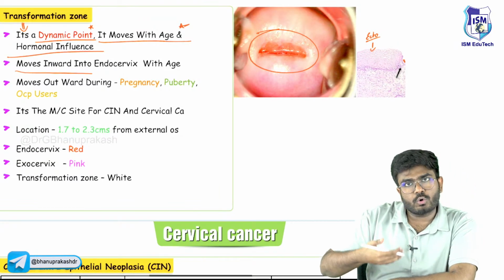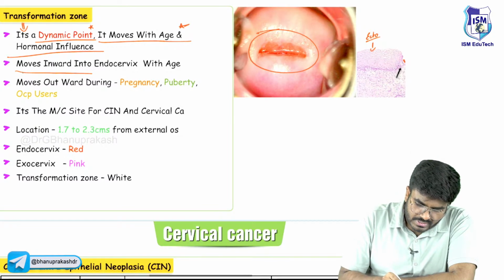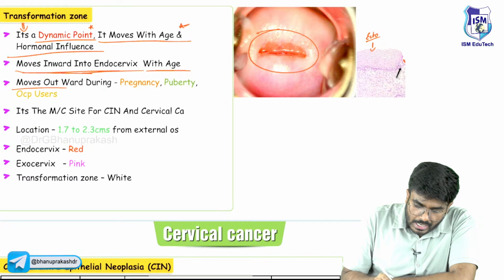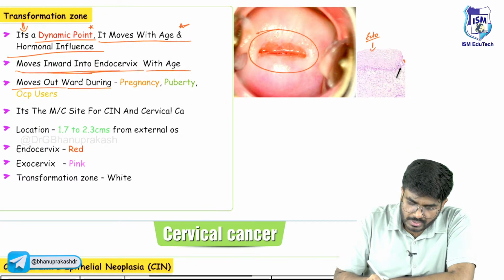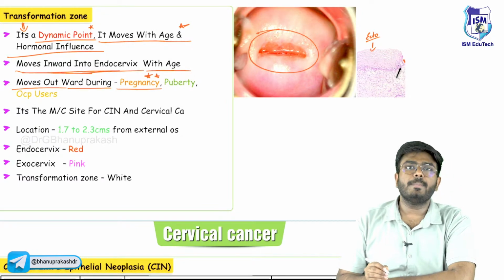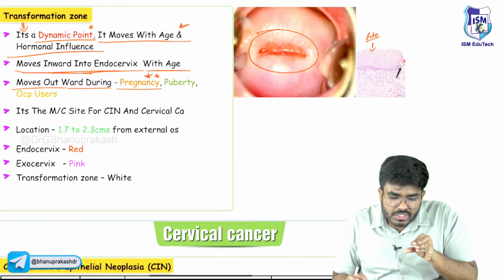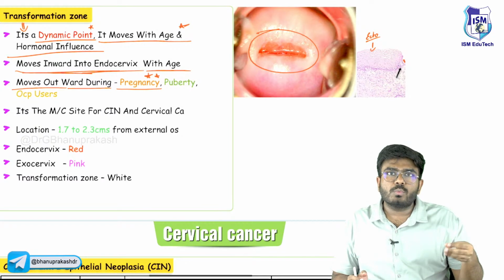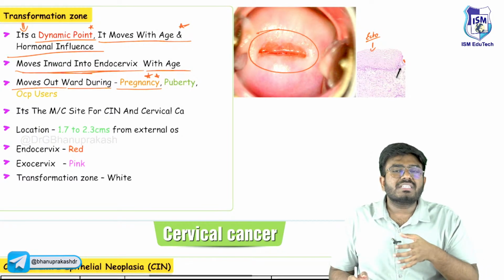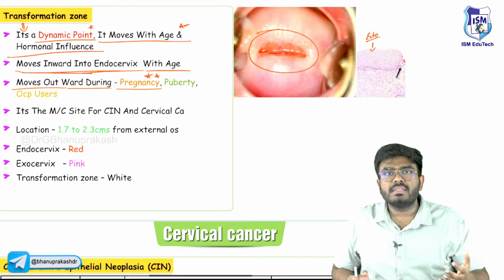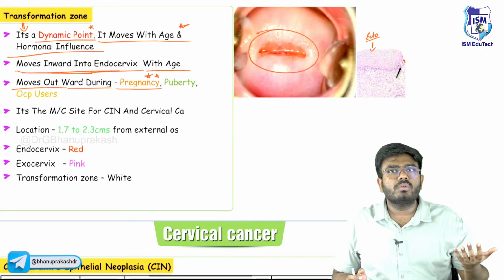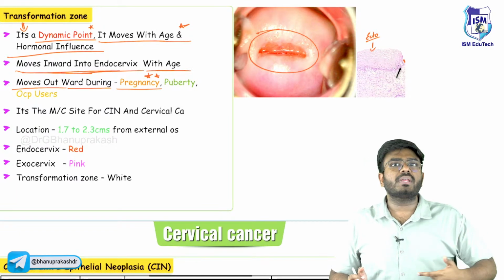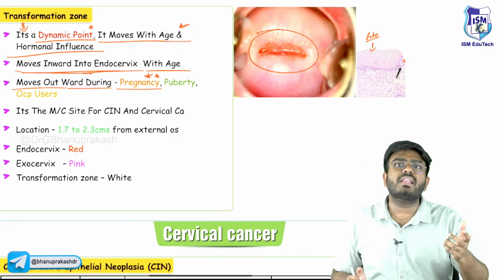Usually with age, it moves inward into the endocervix. But it moves outward during pregnancy. During pregnancy, the transition zone is more exposed. If it is more exposed, there is a chance that it can get infected, and that it can lead to cervical intraepithelial neoplasia and convert into cervical cancer. So pregnancy is one of the risk factors for cervical cancer.